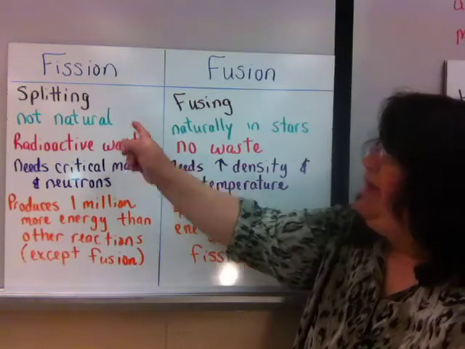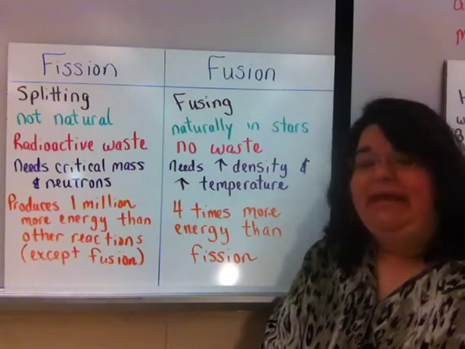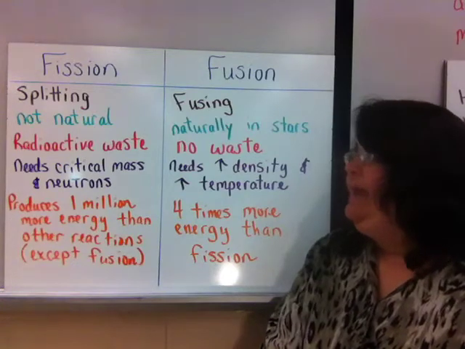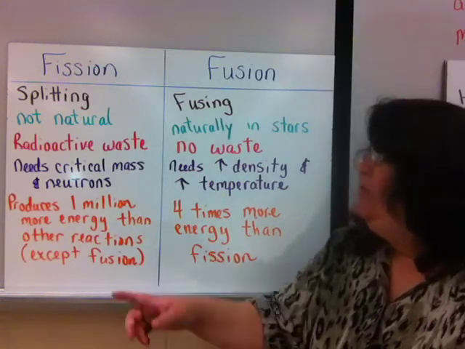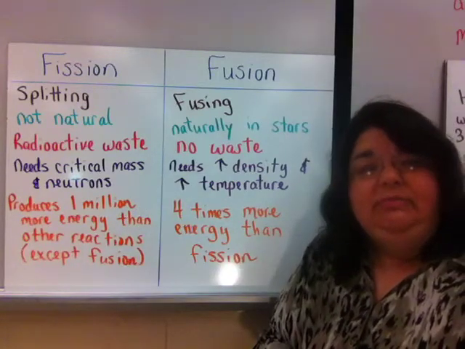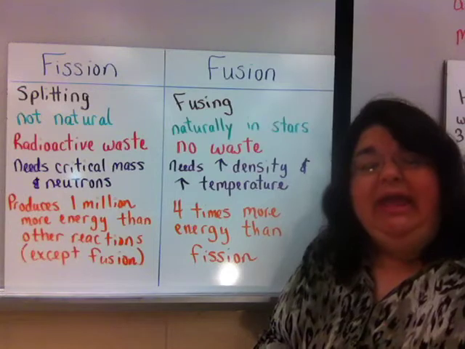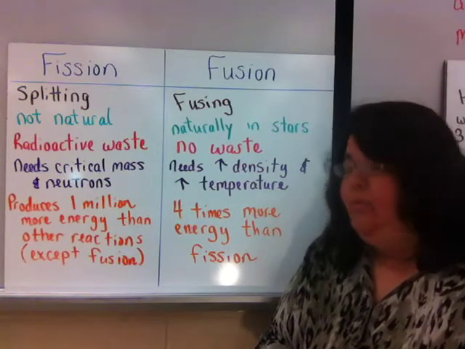Now, fission is not natural. It does not occur naturally. We have to make it happen. It produces a lot of radioactive waste, and it requires critical mass, and it requires a stream of neutrons to be fired at this substance that will make it unstable.